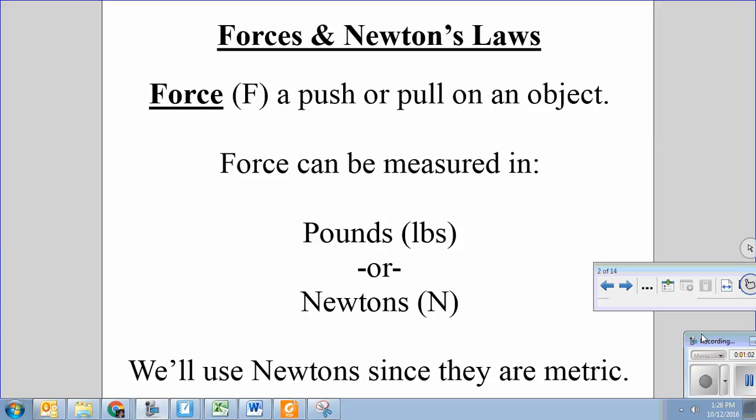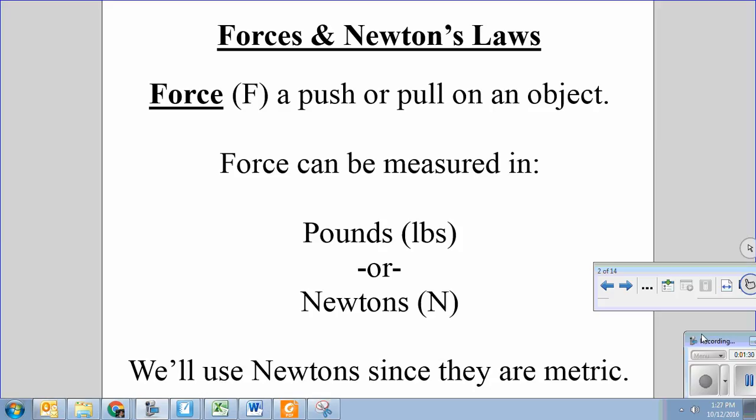Now, when you measure force, you're literally measuring how hard the object is being pushed. If you've ever lifted weights, you know that the heavier something is, the harder you've got to push to lift it, or pull to lift it, because you're using more force to lift things that are heavy. So it turns out that you can measure force in either pounds or newtons.